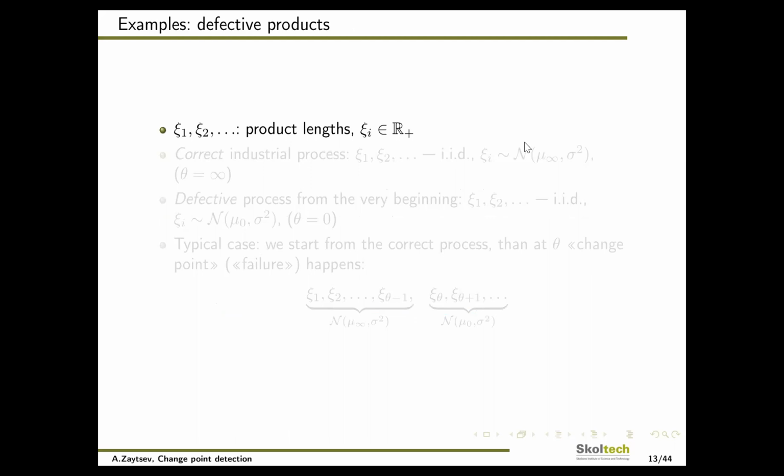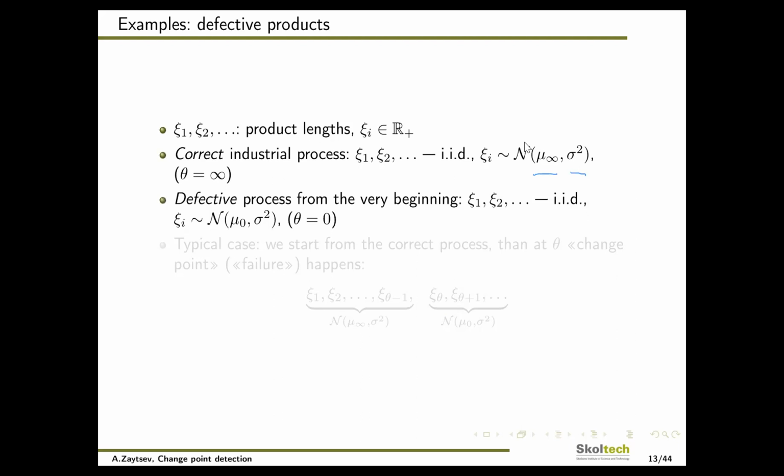Some examples here. We have some line that produces products. We measure the lengths of each product, xi1, xi2, and so on. So we can say they're pretty much independent if no change occurs or if change occurs. And each one belongs to R plus, so it's a positive length. Okay, a good assumption, not about positivity, but a general assumption, is that our xi are ideally random variables, independent, identically distributed, with this mean value mu infinity and some variance.